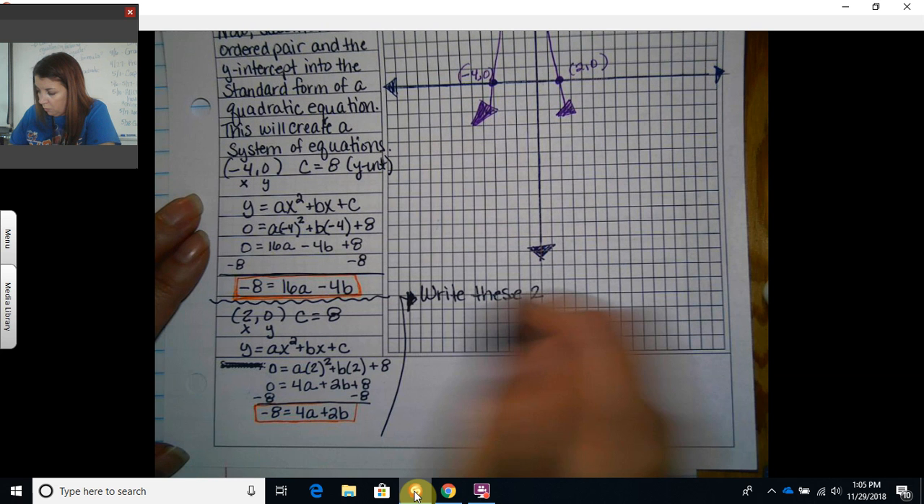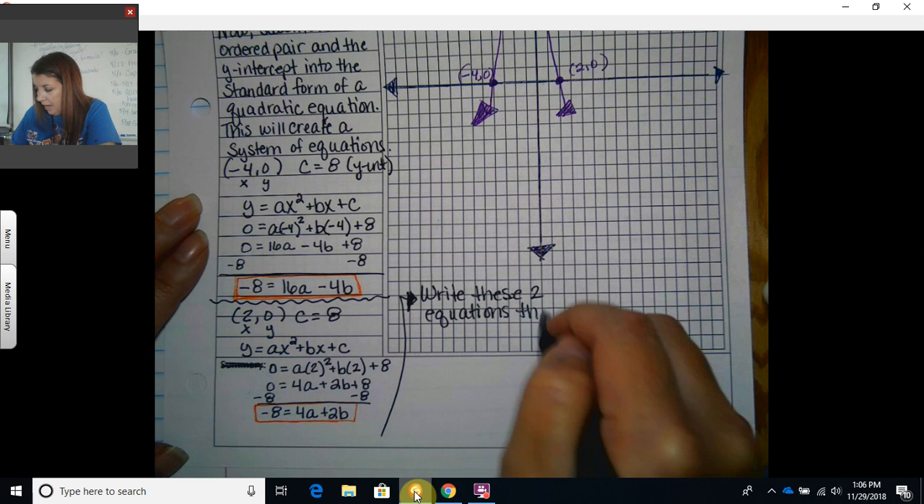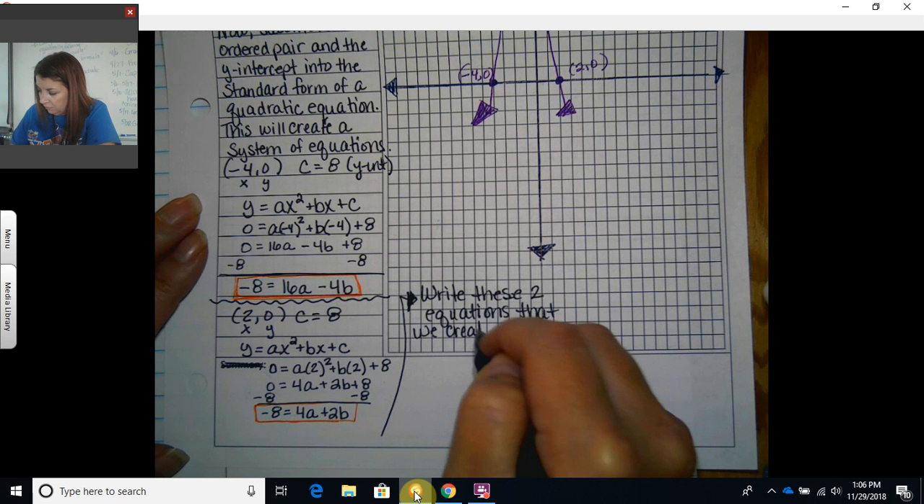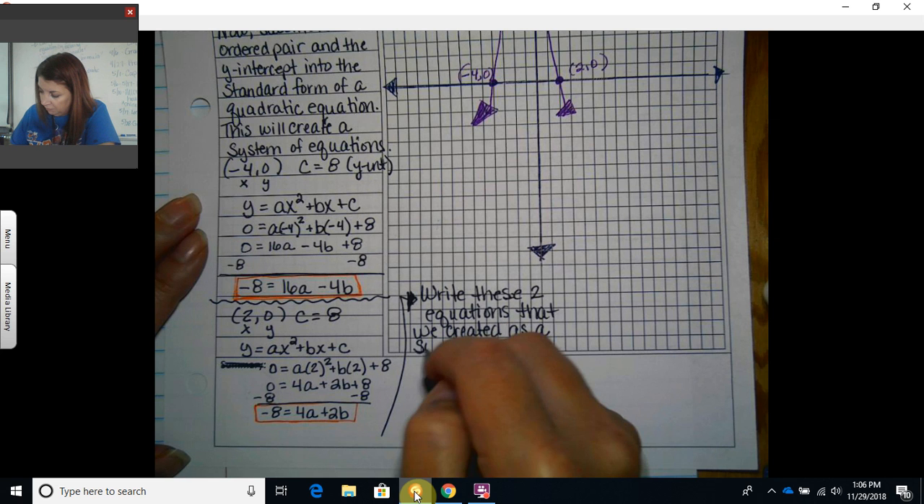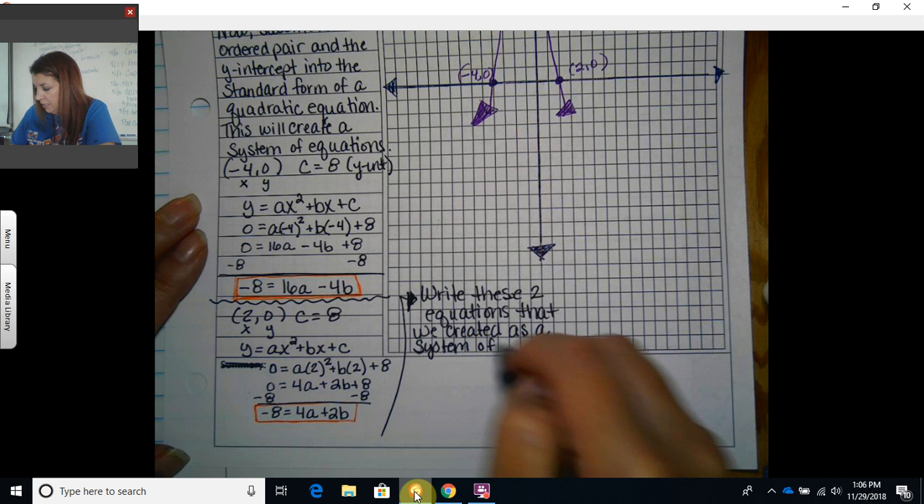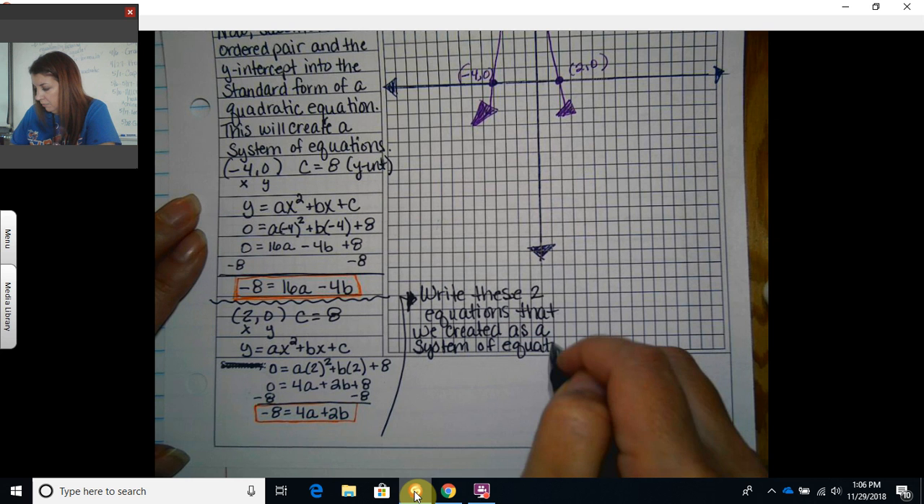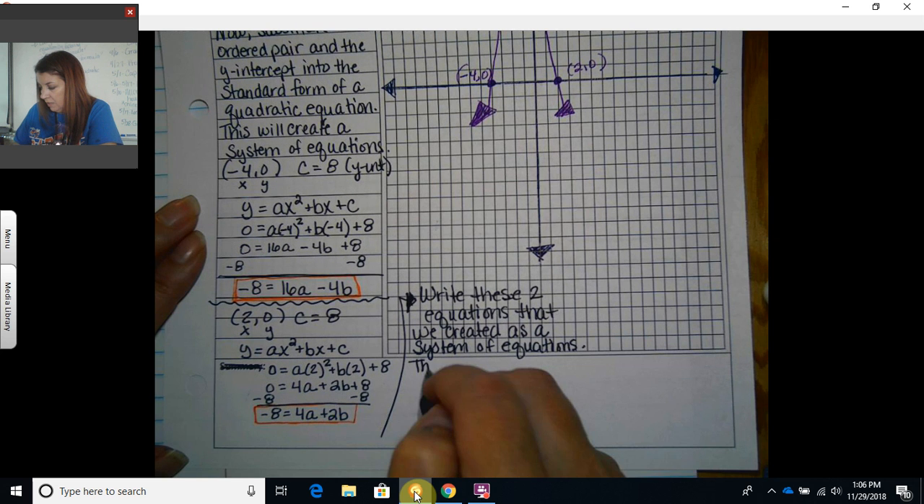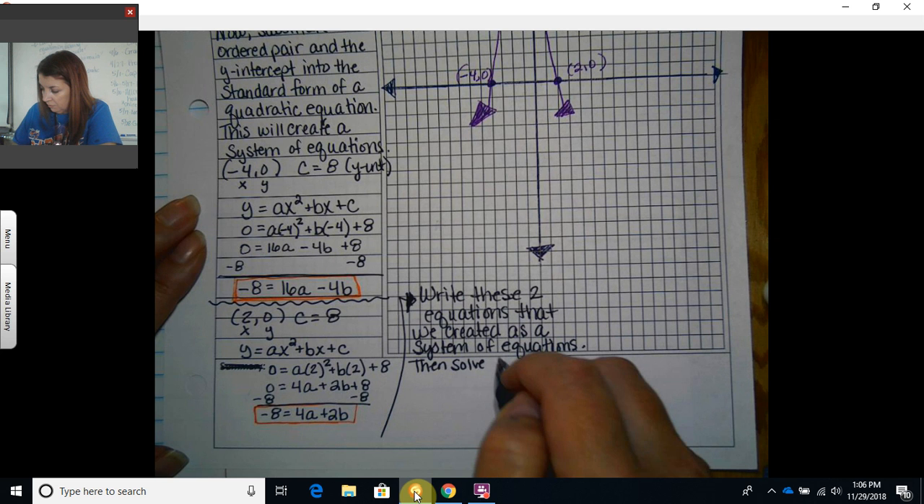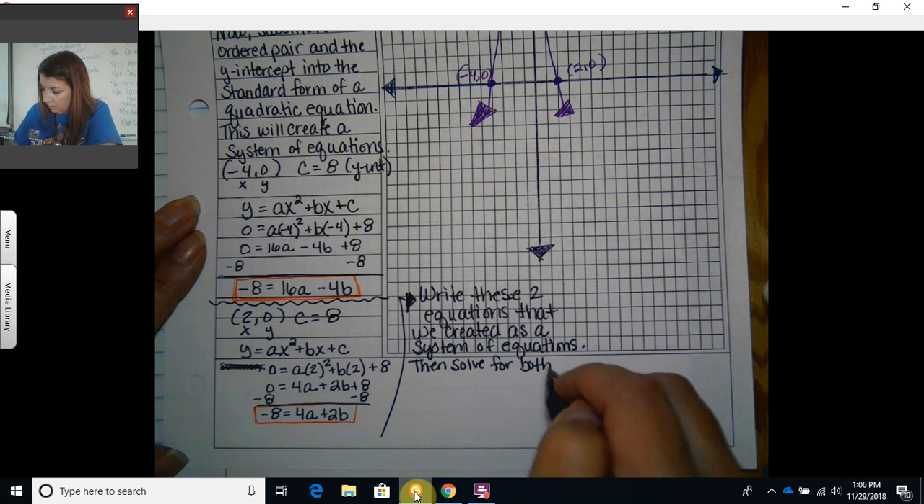Right? These 2 equations that we created as a system of equations, then solve for both variables.